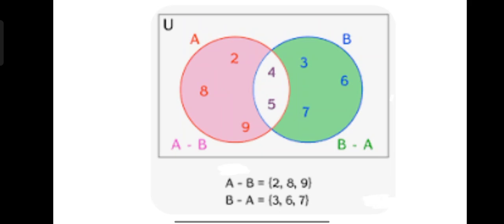And 4 and 5 are common to both sets, isn't it? In A, 2, 4, 5, 9, 8, and in B, 3, 4, 5, 7, 6. So I repeated 4, 5 two times. That means 4, 5 appeared in both the sets. So 4 and 5 are common, so A intersection B equals the set 4, 5. I think the words union, intersection and complement are familiar to you right now.